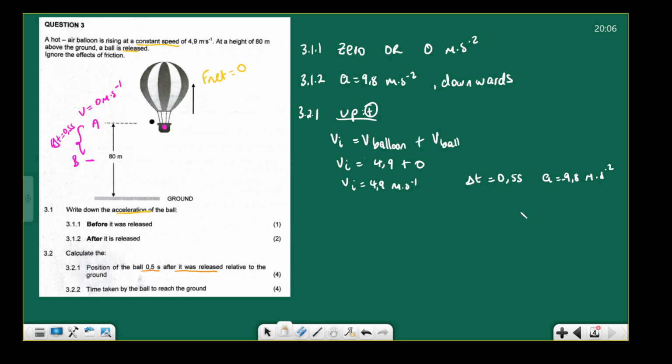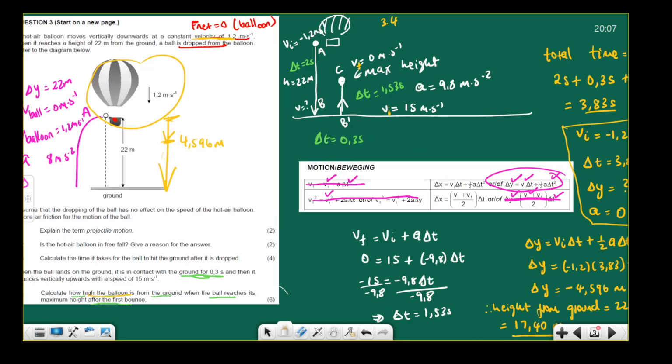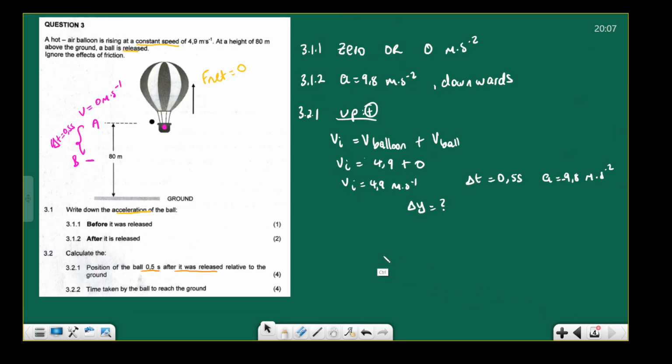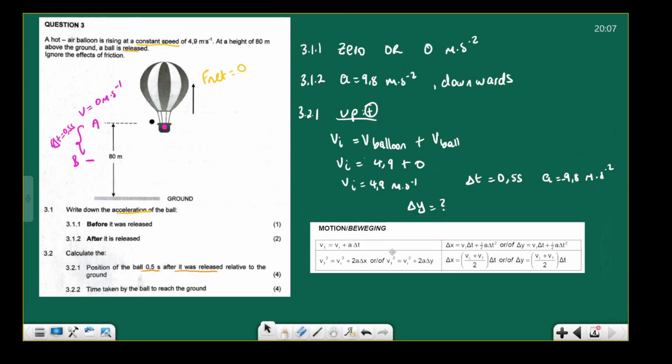Then what else? We are looking for the position, so let's look for the displacement first, meaning how far did it travel from A to B. That is our change in y. So we're going to find an equation that will assist us with that. So we're going to take this, we have it here. Right, now we have to tick.